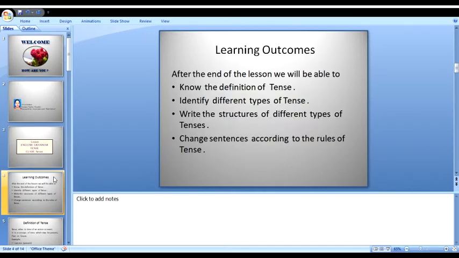So, what are the learning outcomes of this lesson? After the end of the lesson, we will be able to know the definition of tense, identify different types of tense, write the structures of different types of tenses, and change sentences according to the rules of tense.